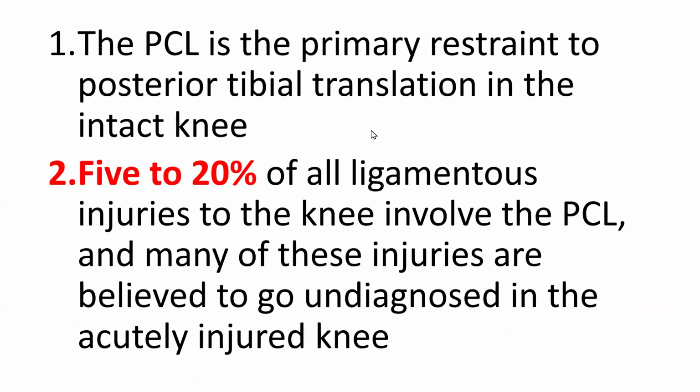The PCL is the primary restraint to posterior tibial translation in the intact knee. It is the exact opposite of the anterior cruciate ligament, which was the primary restraint to anterior tibial translation in the intact knee.